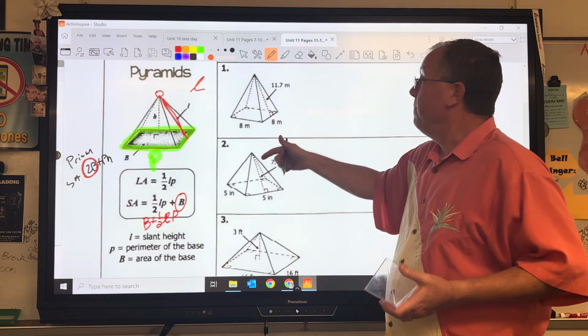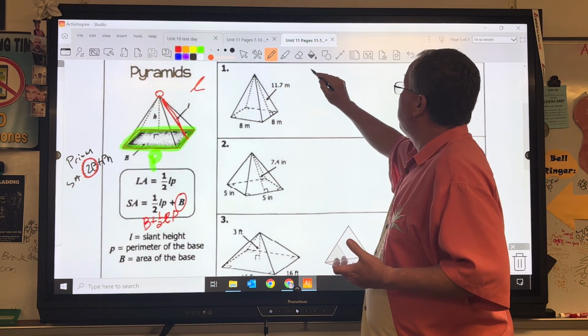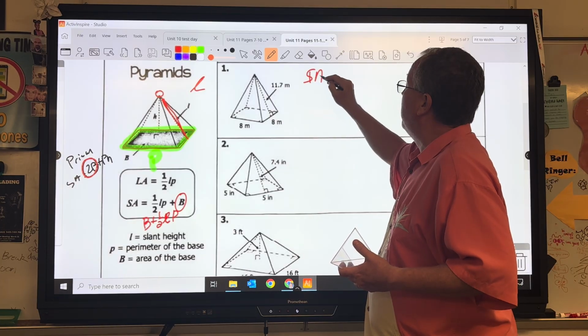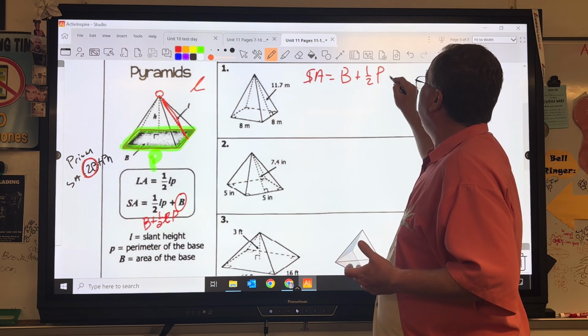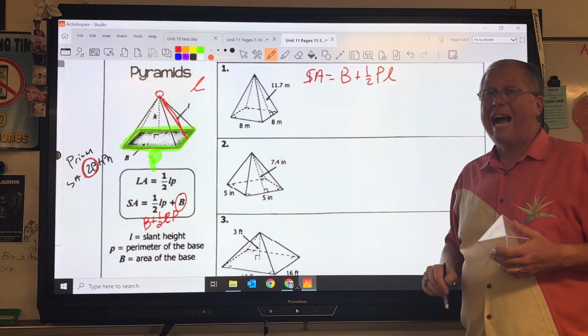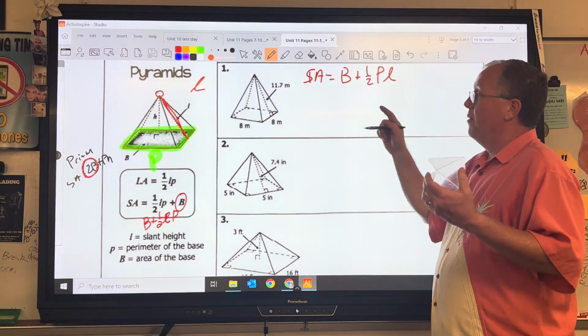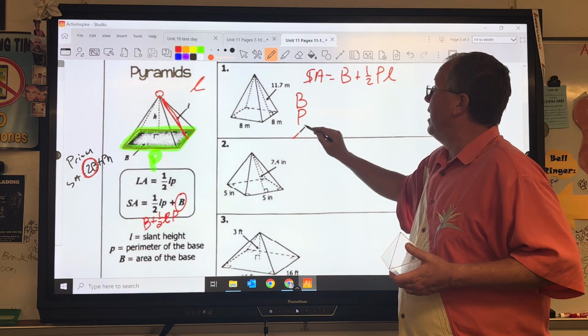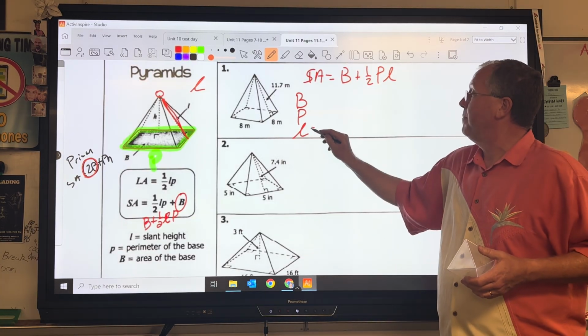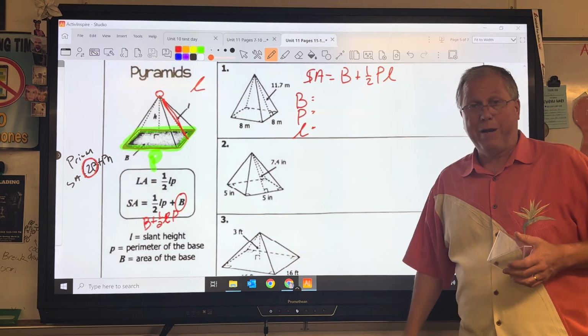So as I look right here, this is my pyramid. I say, okay, the surface area of my pyramid, the formula is capital B plus 1/2 P and slant height, right? I changed the P and the L around also. They can go either way. So I need the area of my base, I need the perimeter of my base, and I need the slant height that's going up the side of the pyramid, okay?